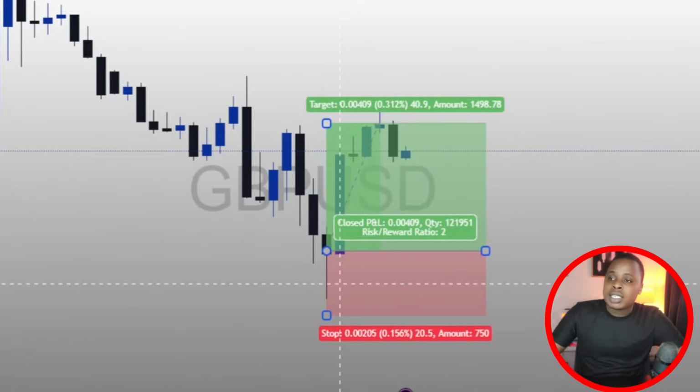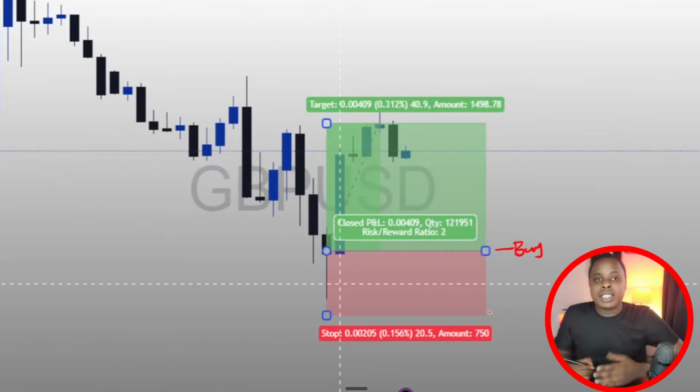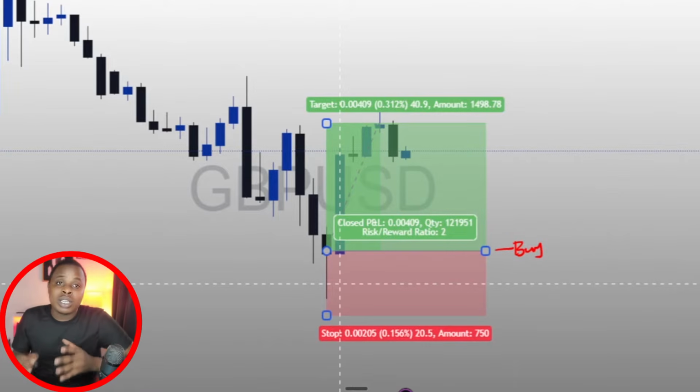Right here, you can see a trade that I placed. So this is an example, just to be transparent, right? Let's say we are placing a trade here. This is a buy trade, and this is our first trade. We want to risk $10 on this trade.